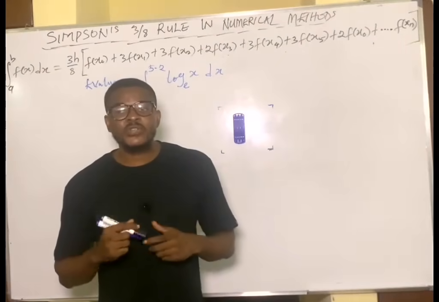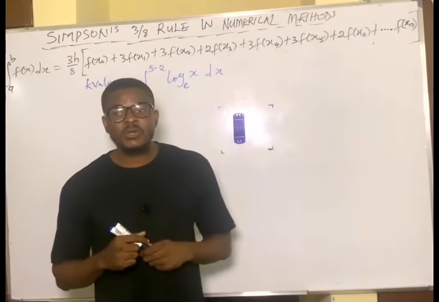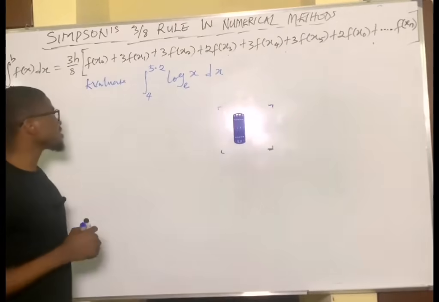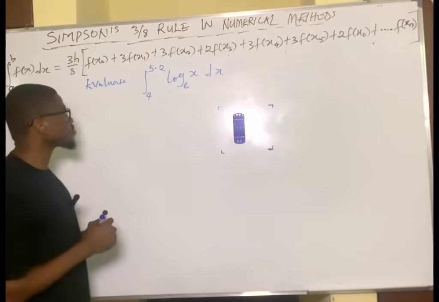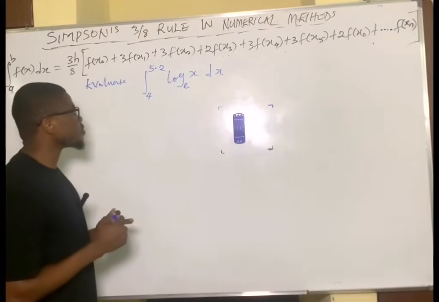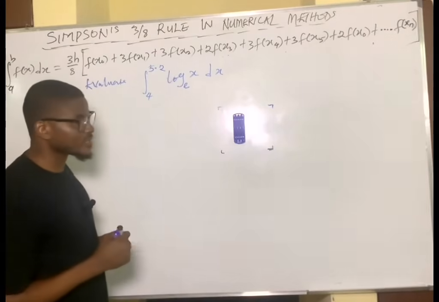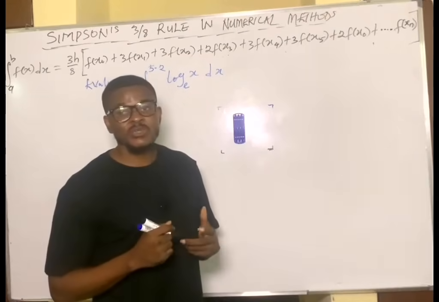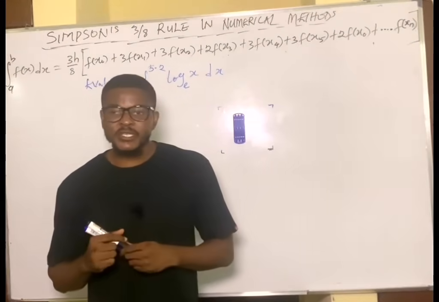Alright, so this is the second video on Simpson's 3/8 rule, and in this video we are going to be solving this question which says: evaluate the integral from 4 to 5.2 of log x to base e dx using Simpson's 3/8 rule. So you know log to base e is actually a natural logarithm.